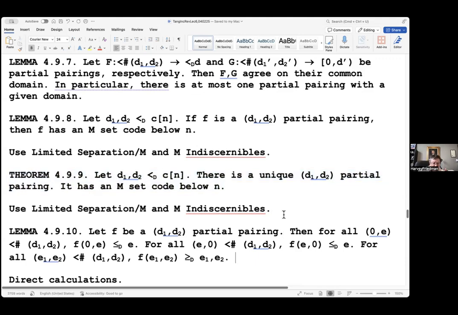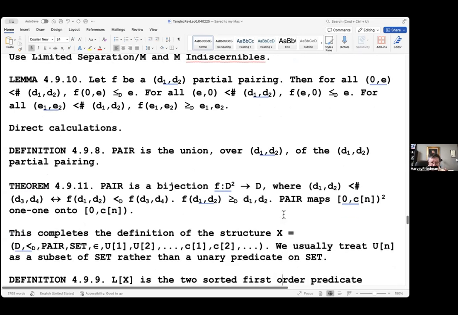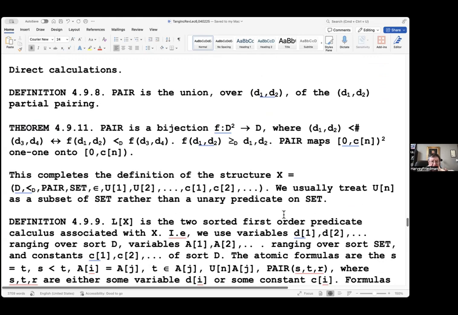All right. Now we get some more technical things with regard to these partial pairings. Remember, these partial pairings are initial segments of the pairing we're looking for, which preserve max-lex. So if we take the union of all these, this is what we want.